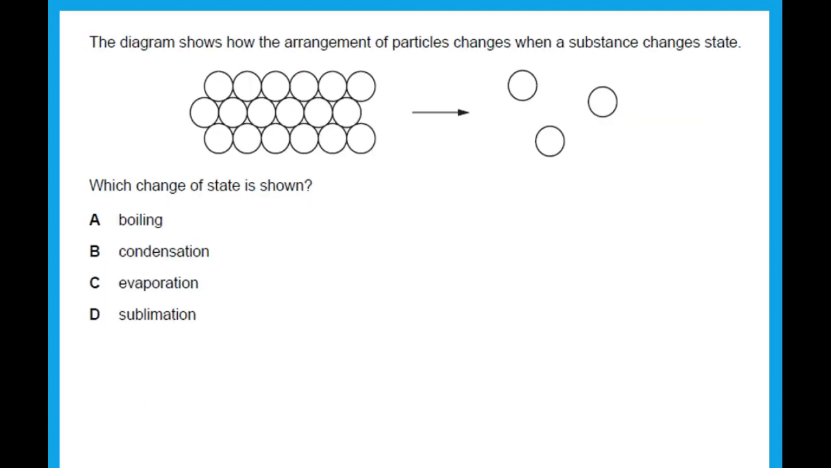The diagram shows how the arrangement of particles changes when a substance changes state. So he has particles that are regularly arranged in regular rows, every one touching each other, so that is closely packed, and it is changing into particles that are very far apart and randomly arranged. So which change of state is shown? You should realize that that is from solid to gas, and from solid to gas is called sublimation. So your answer is D.